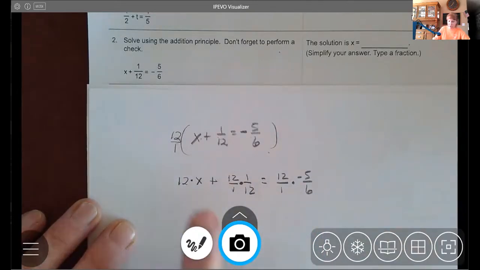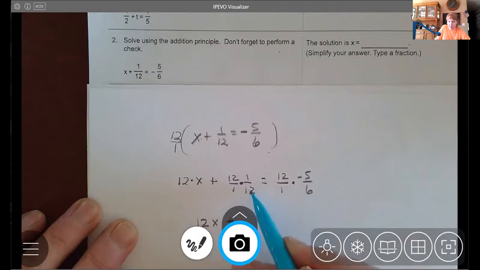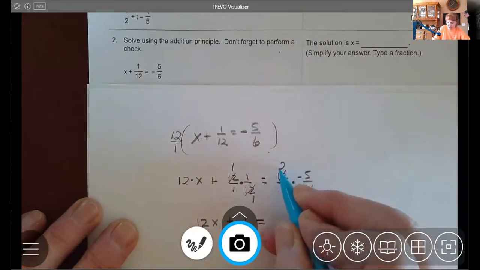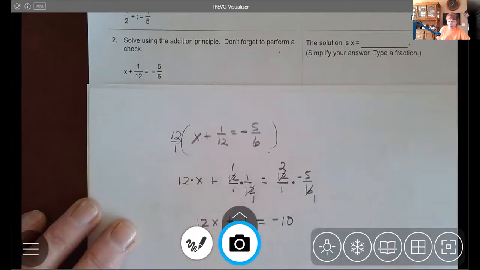All right, so we're going to do these 3 multiplications. 12x. Here, 12 goes into here once, 12 goes into here once. So we end up with 1 times 1, which is 1. Here, 6 goes into here once, 6 goes into here twice. 2 times a negative 5 is a negative 10.